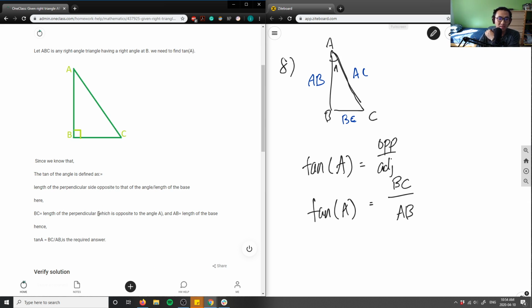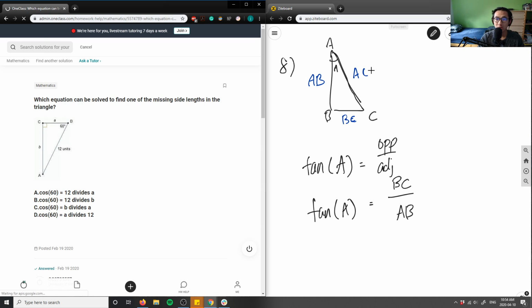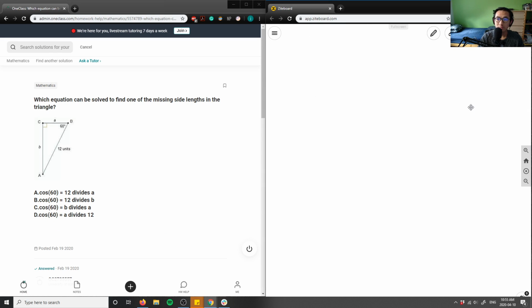So length of perpendicular, opposite, over the length of the base, which is the adjacent, right? So that's good. Opposite over adjacent, that's the correct answer here. So again, this here is a perfect solution and analysis. Again, these are all just trigonometric ratios that you've been learning before. 2 more questions. 2 down, 2 more to go. We're 8 down now. And actually all of our solutions were correct, which is awesome.